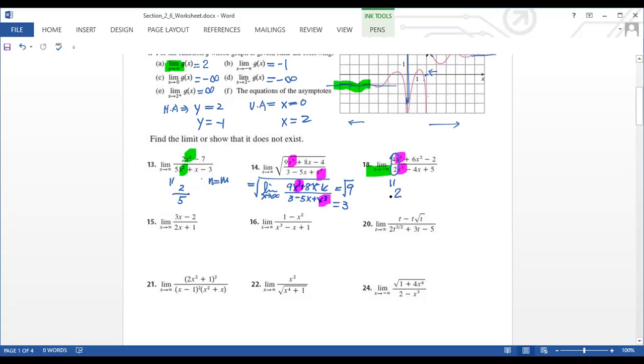Okay, now let's take a look. Number 15 is quite simple, right? Because both of these have the same power. So what is here? 3/2. Okay, now let's take a look here.